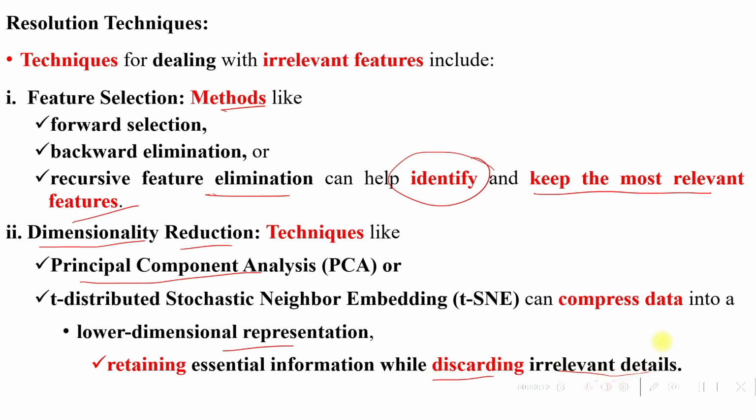That means if a dataset contains 1,000 features and these 1,000 features are not all relevant for your model, you have to ignore some of the features by applying dimensionality reduction techniques. It will reduce all the 1,000 features into 10 features by applying principal component analysis or t-distributed stochastic neighbor embedding. So without losing important information, we are minimizing the number of features to 10.